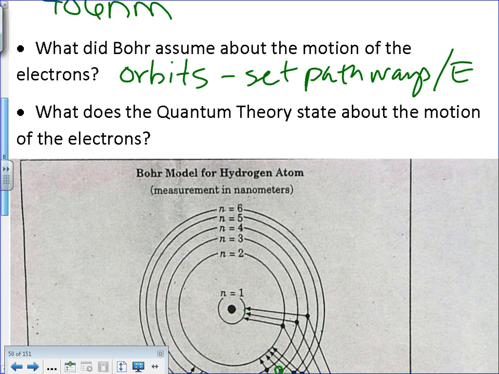Not very different, but somewhat different, is the quantum mechanical theory, which decided that the electrons exist in a cloud, and we have a word for the cloud. It's called orbitals, right? We couldn't get much different, right? So the orbitals, they look different, though. They're not set pathways like this.